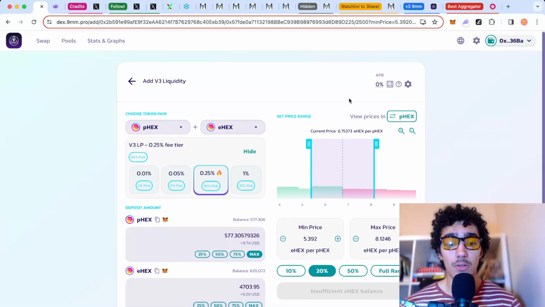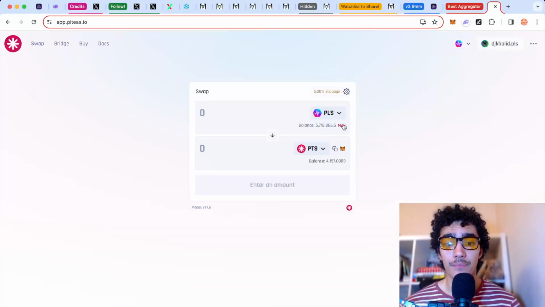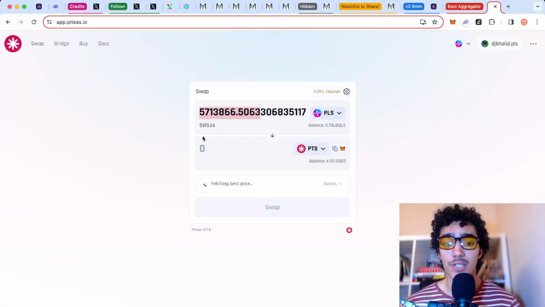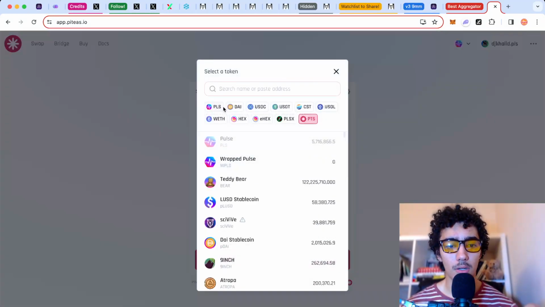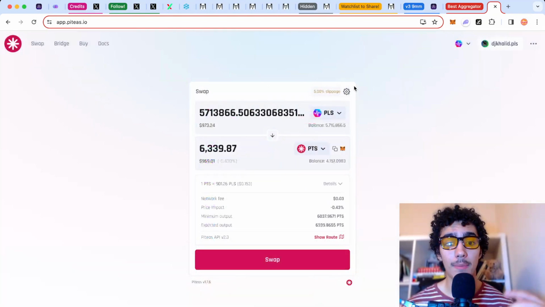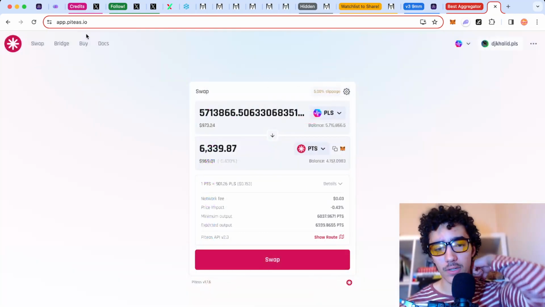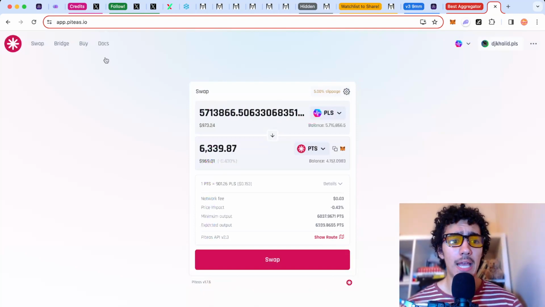So the next thing I need to do is divide by how many PLS I have. I have 973. But you divide that by half and then by half on each side. So I'm going to go here. I'm going to use Petias, however it's pronounced. I don't know. I'm just going to call it Petias.